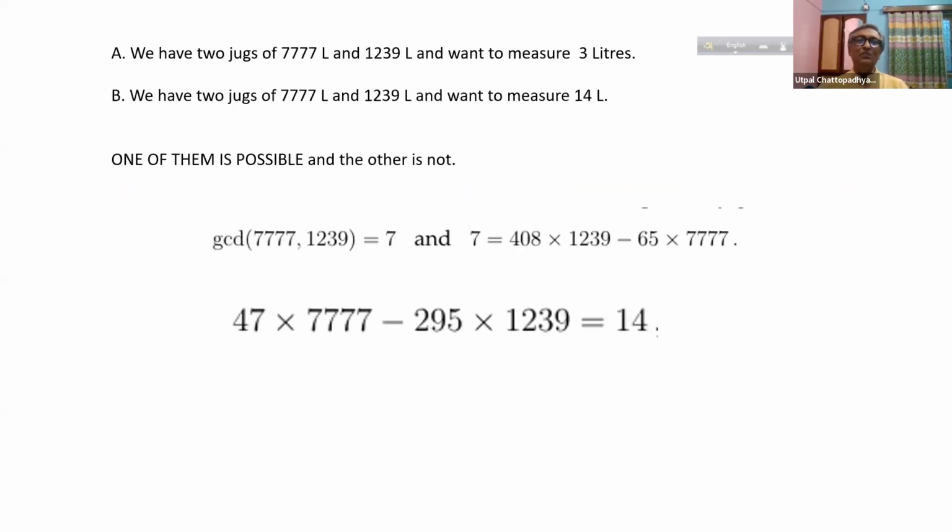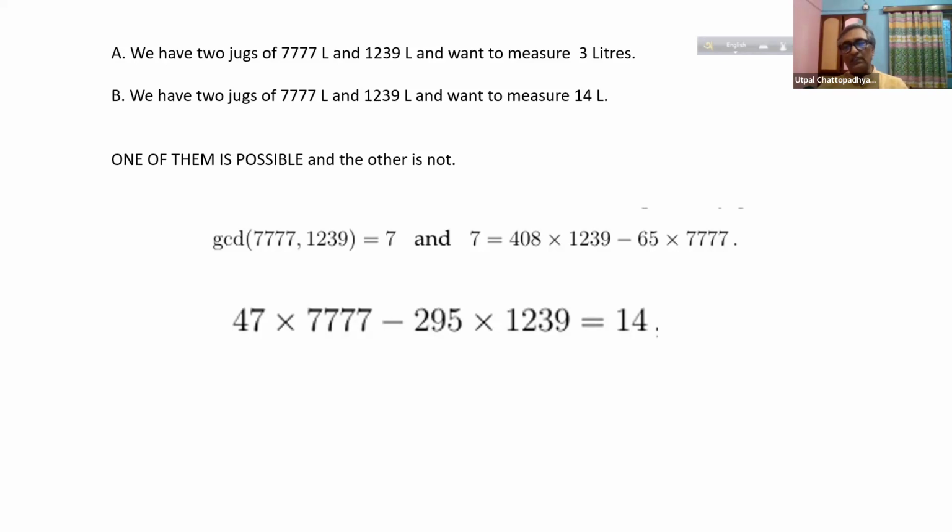With all this, let me do the last bit of problem. So you have two jugs, 7777 liters and 1239 liters, and want to measure 3 liters. Can you do it? Same problem. We have the same two jugs, but you want to measure 14 liters. Can you do it? So everything that we have said so far means you should look for the greatest common divisor or highest common factor of 7777 and 1239.